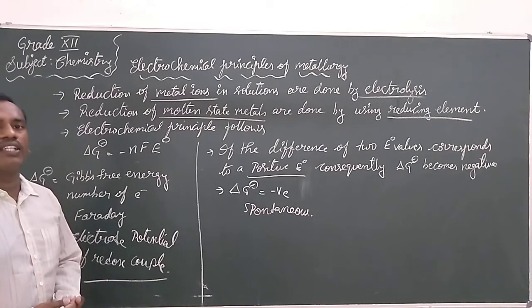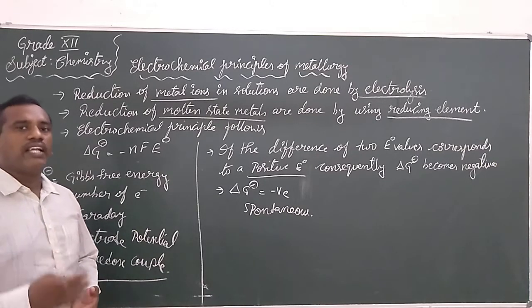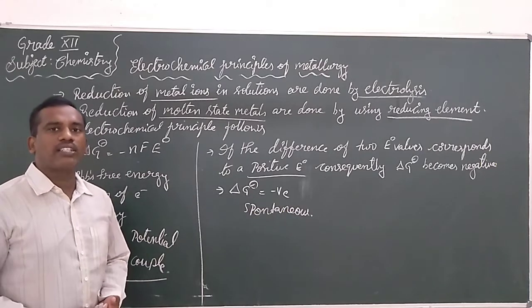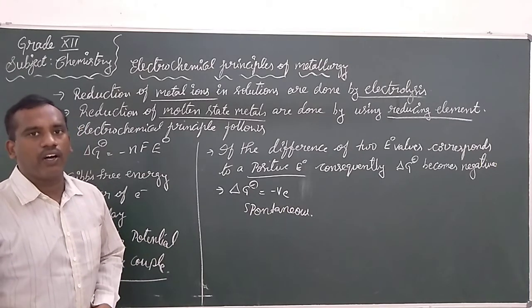Based on these two main concepts, we will apply these electrochemical principles to metallurgy, and in the next video we will see how to get aluminium from the bauxite ore by the Hall-Héroult process.